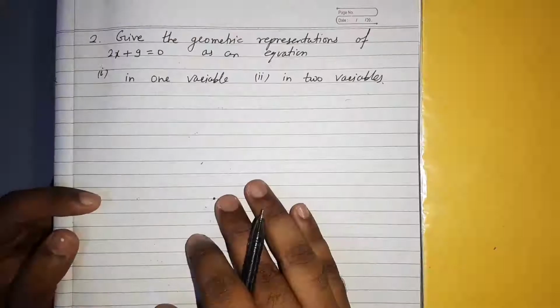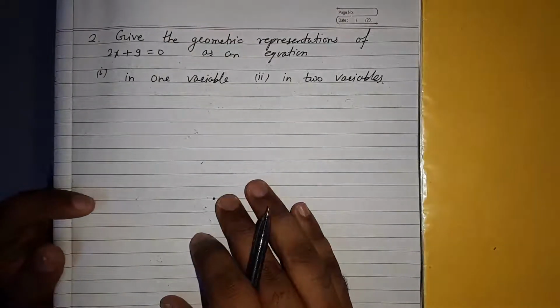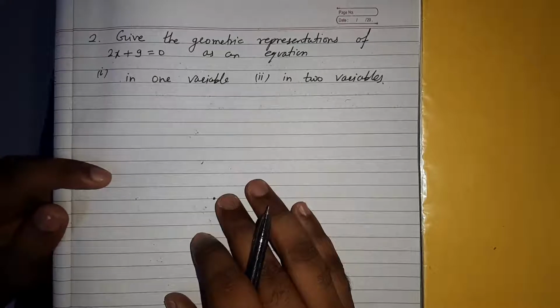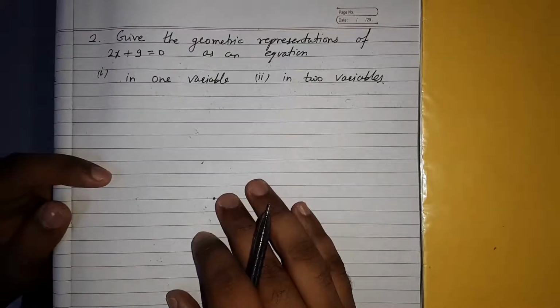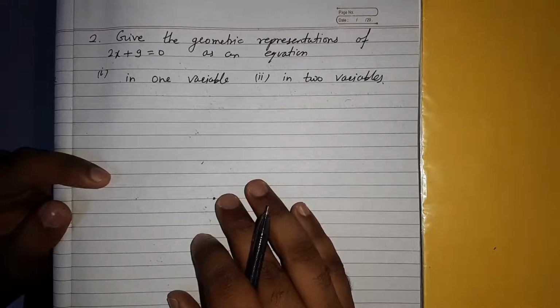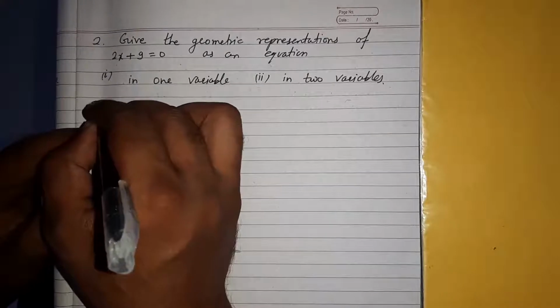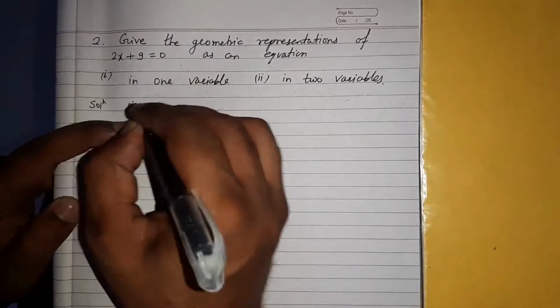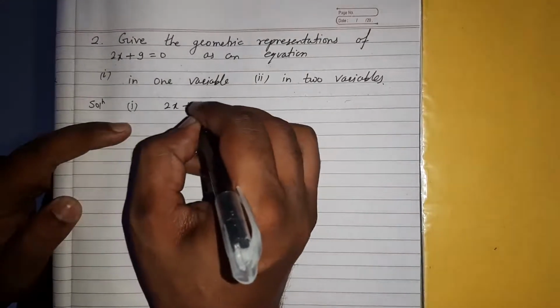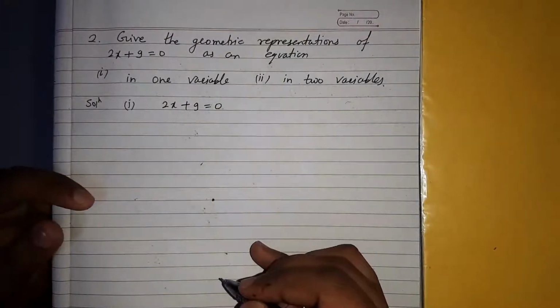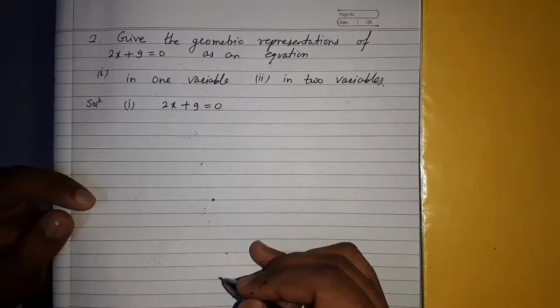The last question of this exercise, question number 2: give the geometric representation of 2x plus 9 is equal to 0 as an equation in one variable and in two variables. The solution, the first part. The equation is 2x plus 9 is equal to 0. To draw the geometric representation of this equation, first we need to find the value of x.